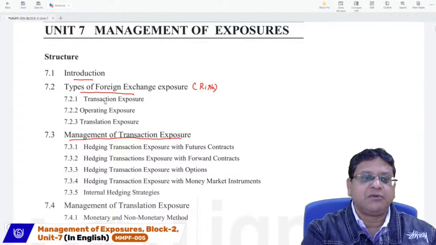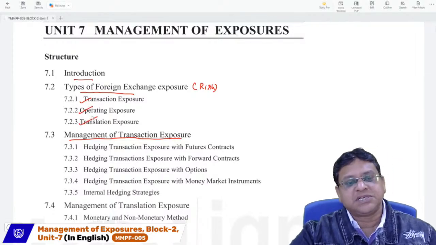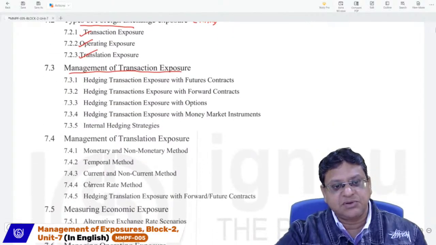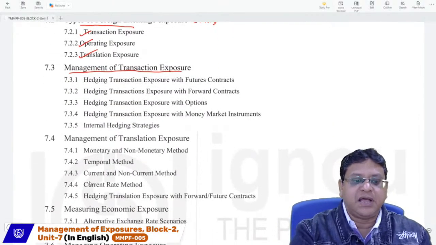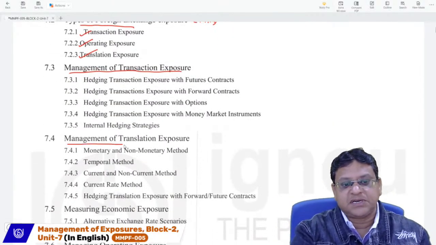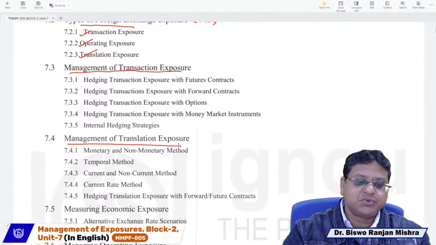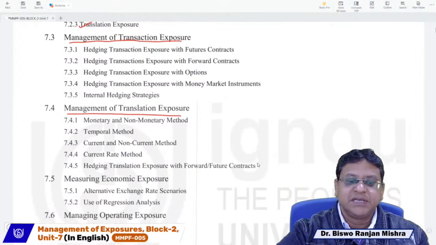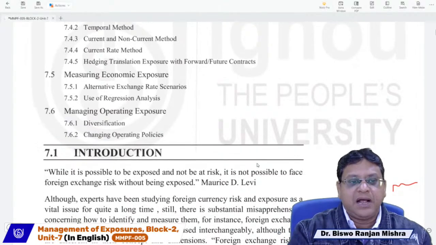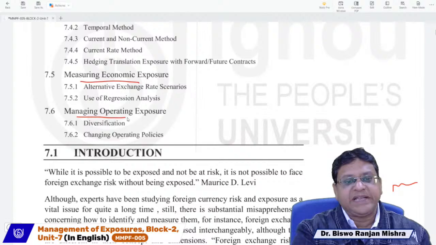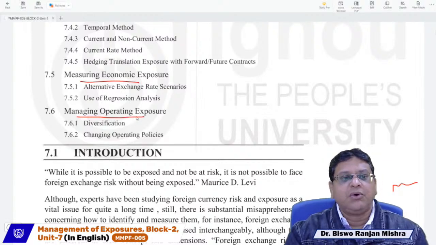The exposures are of three types: transaction exposure, operating exposure, and translation exposure. We will understand how to manage transaction exposure. Next, we will understand how to manage translation exposure. Next, we will understand how to manage economic exposure. And at last, we will discuss how to manage operating exposure. We will discuss all these things one by one.